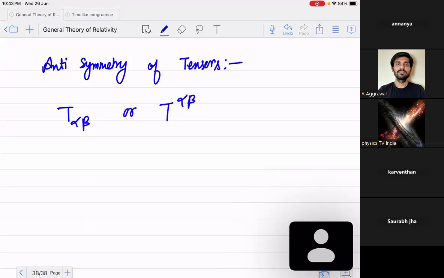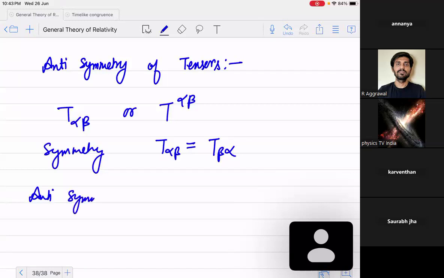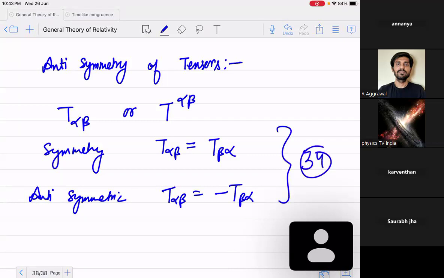So what is the symmetry part? Symmetry is this. T alpha beta is T beta alpha. So it is symmetric. Antisymmetric, T alpha beta is equal to minus T beta alpha. Okay, 34. So it is the antisymmetry property of a rank 2 tensor.